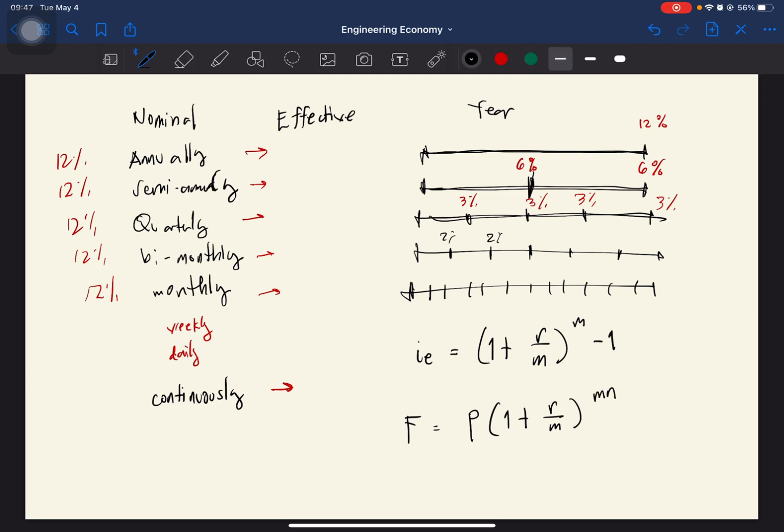Okay? So, dito natin simulang i-derive. Siyempre, diyan din naman galing. Diyan natin sisimulang i-derive yung formula ng effective interest rate. Sabi natin, F, future worth, equals, ulitin ko lang yung formula. R is the nominal interest rate, expressed in decimal of course. M is the number of compounding periods in a year. Ilang beses siya makakompound sa isang taon. And yung N mo is number of years.